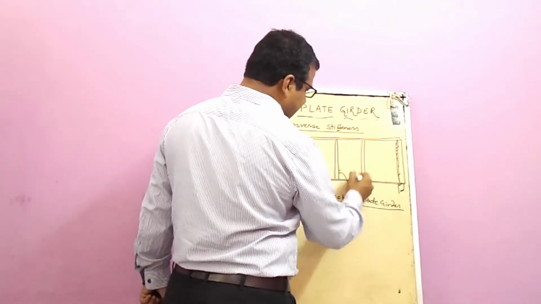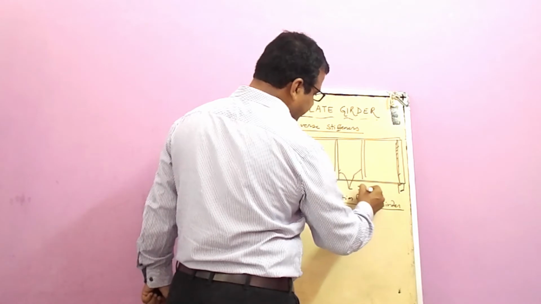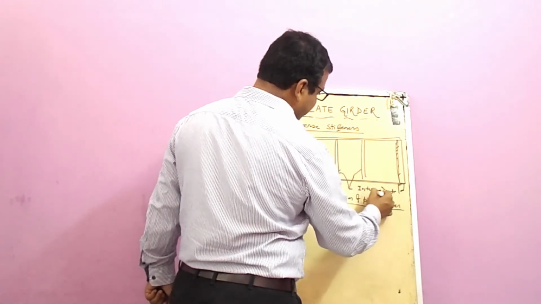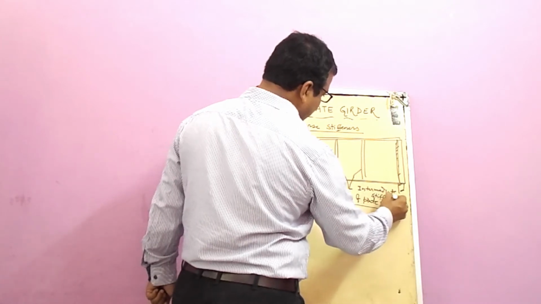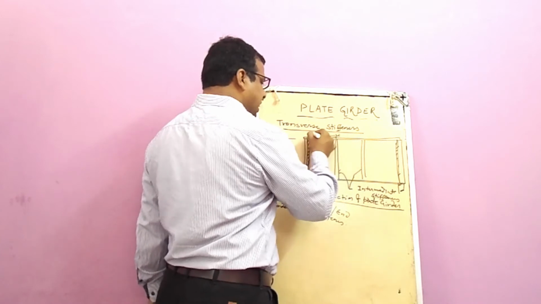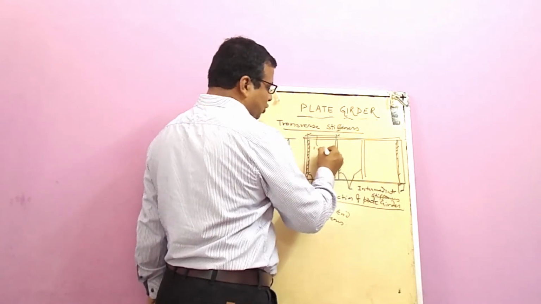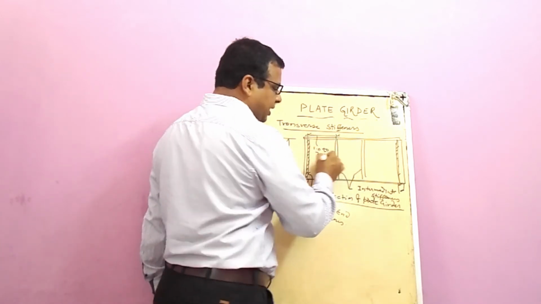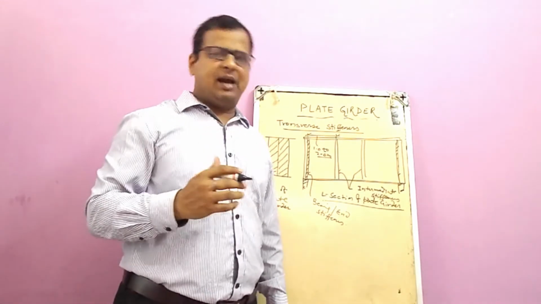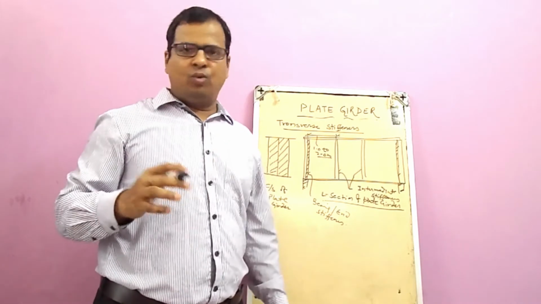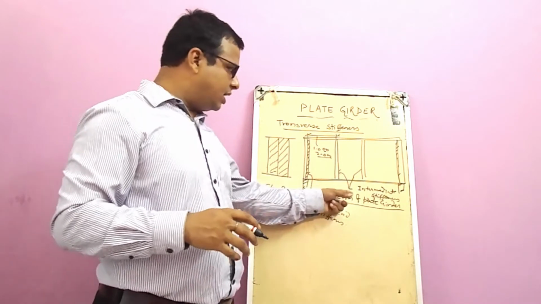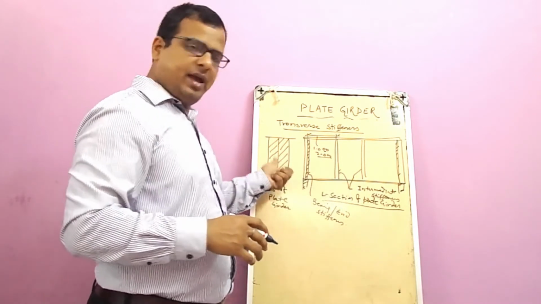Now at the intermediate, we generally provide stiffeners like these. These are the intermediate stiffeners. Basically, the distance between these is generally 1 to 2 meters. We generally do not take it less than 1 meter, and we do not take it more than 2 meters. And again, in the cross section, these intermediate stiffeners will remain the same.